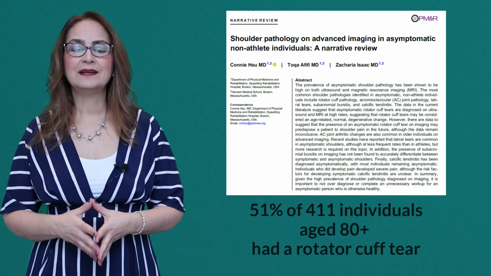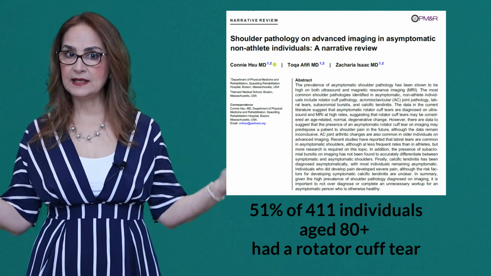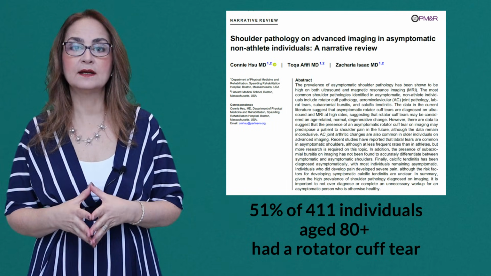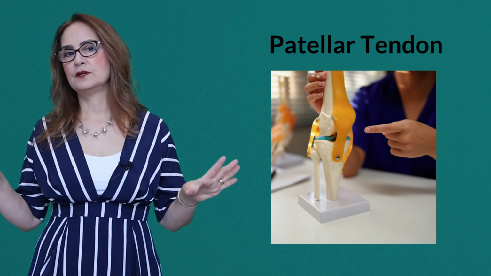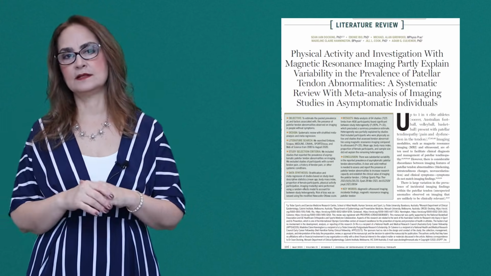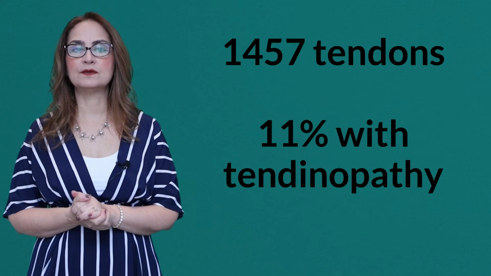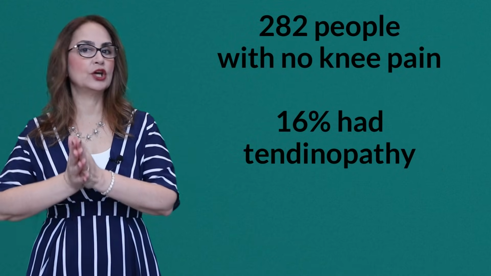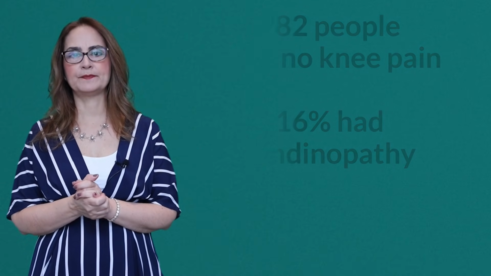Another study of 411 asymptomatic individuals showed 51% of participants who were older than 80 years of age had a rotator cuff tear on ultrasound. Another tendon that has been studied is the patellar tendon. There are some very large studies that included asymptomatic individuals. One of the largest studies looked at 1457 tendons and found 11% had tendinopathy. Another very large study with 282 people who did not have any knee pain found 16% had tendinopathy on imaging.